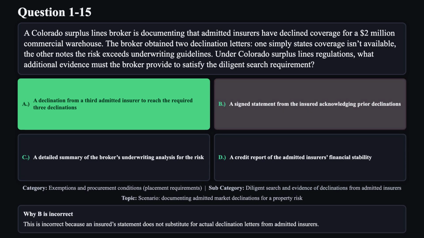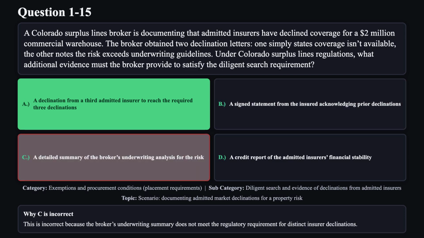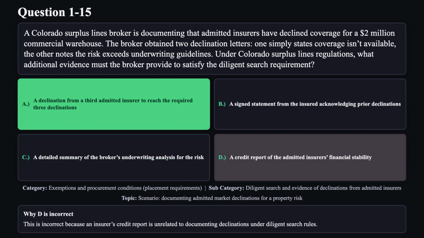Reason B is not correct. This is incorrect because an insured statement does not substitute for actual declination letters from admitted insurers. Reason C is not correct. This is incorrect because the broker's underwriting summary does not meet the regulatory requirement for distinct insurer declinations. Reason D is not correct. This is incorrect because an insurer's credit report is unrelated to documenting declinations under diligent search rules.